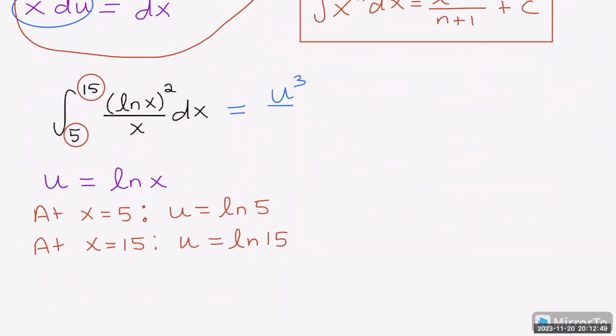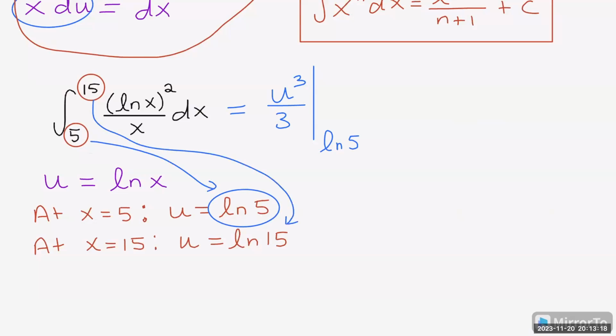U cubed over 3. You don't have to do the plus c part. But then instead of changing this back in terms of x, you can keep it in terms of u, and replace the 5 with natural log of 5. So down here you'll have natural log of 5. And then replace the 15 with natural log of 15. So up here you'll have natural log of 15.